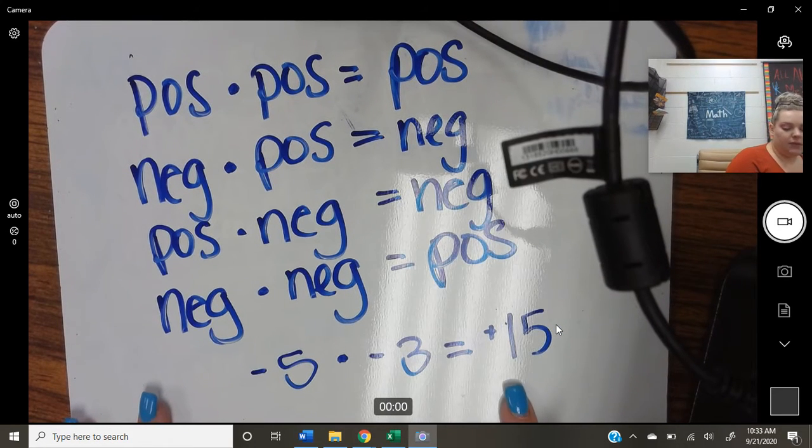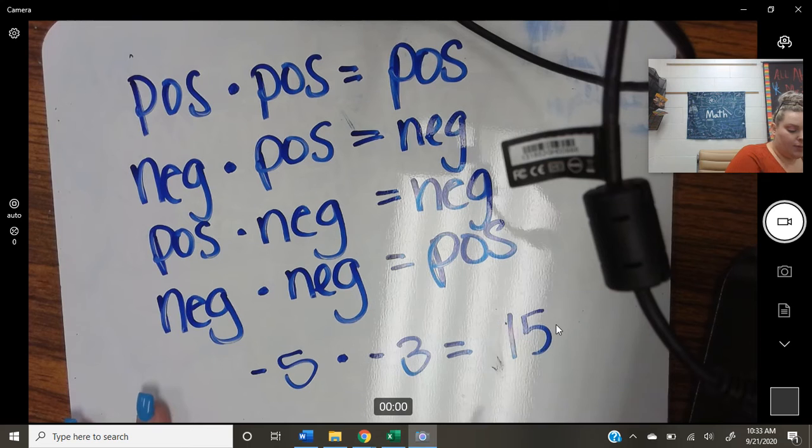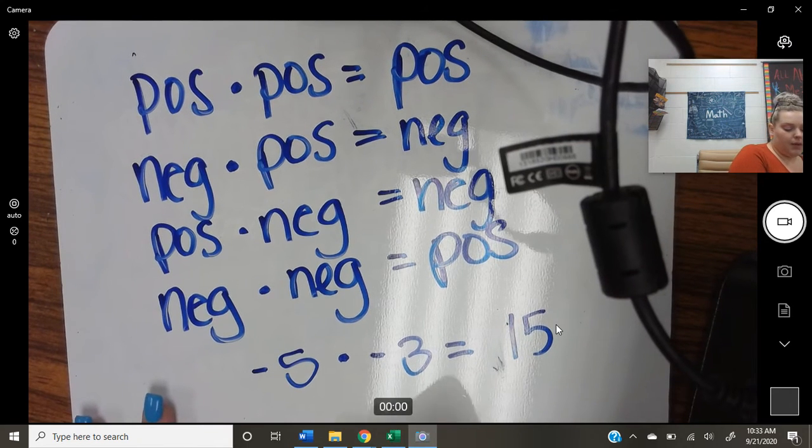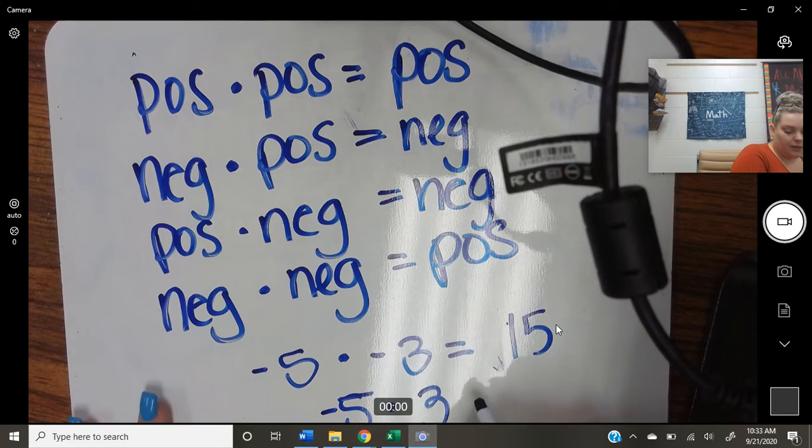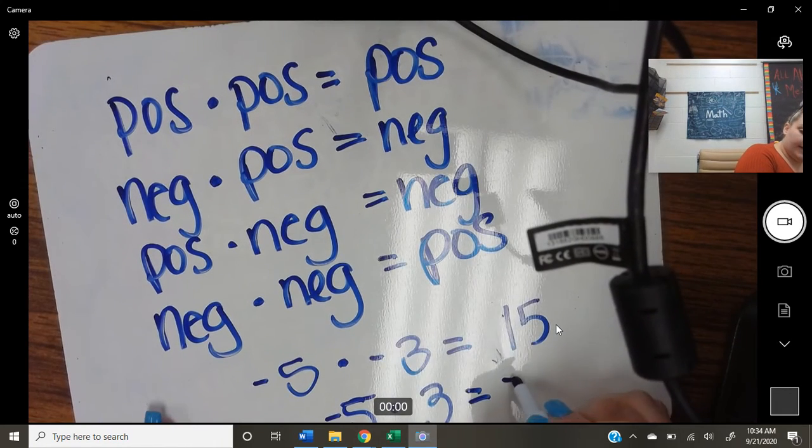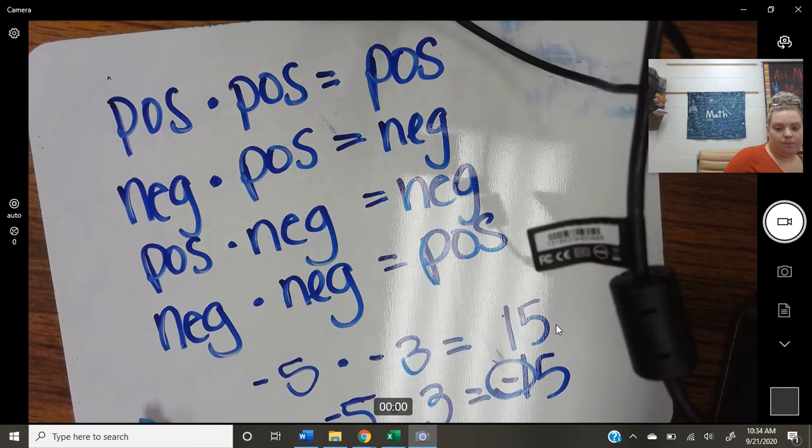Now on your test, if it's positive, you do not have to have your positive sign. But if it was -5 times +3, your answer would be -15, and you would have to have that negative. Okay, make sure you have this in your notes.